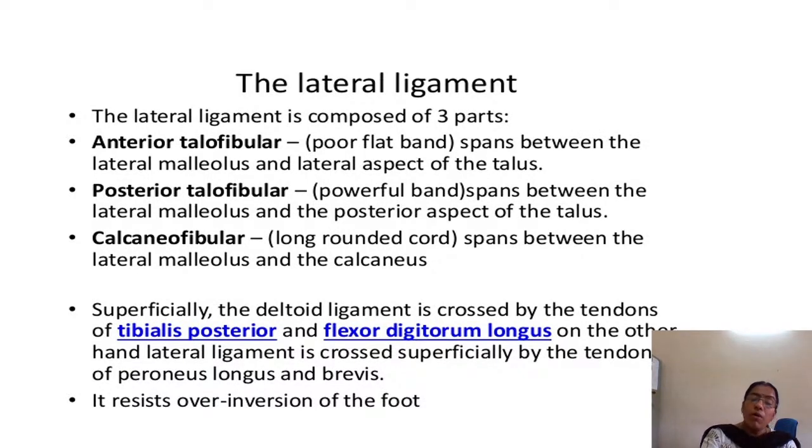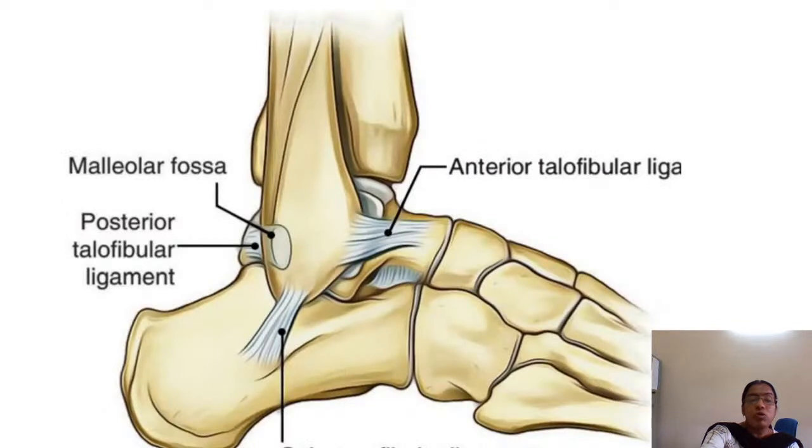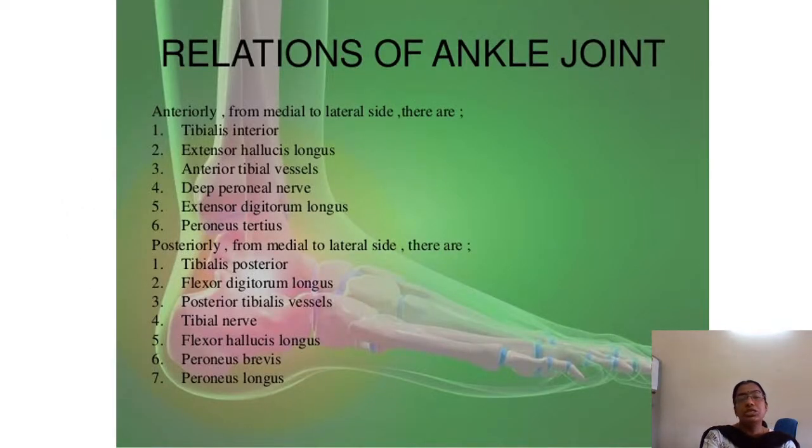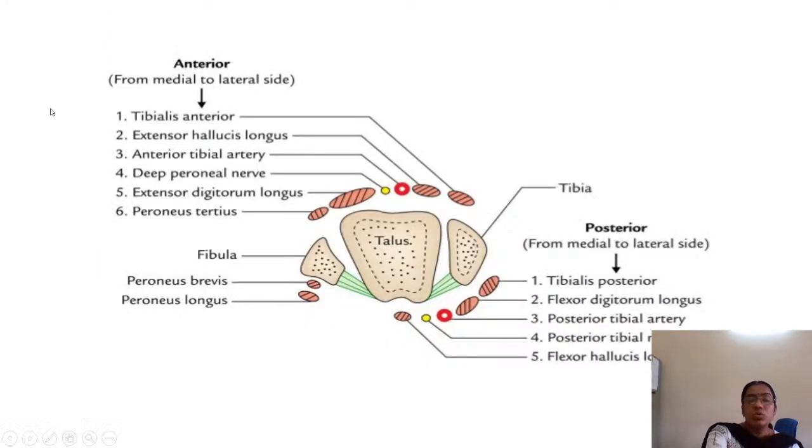Yes. So after the ligaments, let's see the relations of the ankle joint anteriorly and posteriorly. What are the relations that you come across from medial to lateral side? So this is the object. This is a cross section. So here you are seeing the talus, tibia, and fibula.